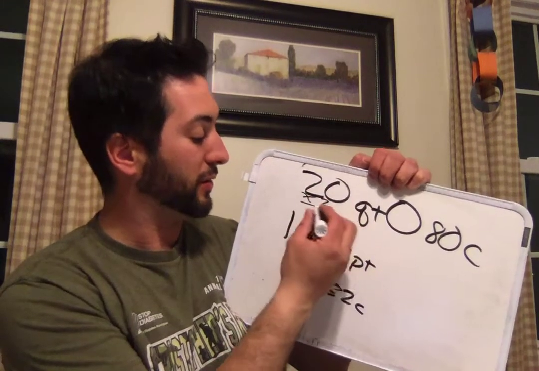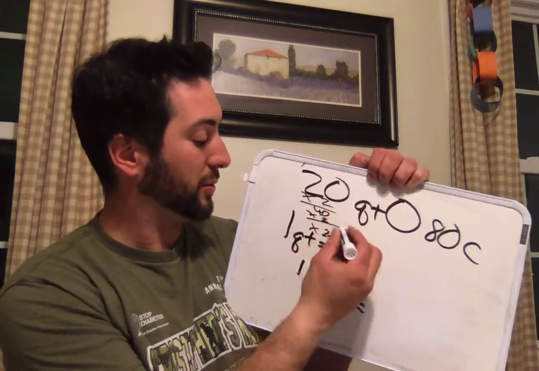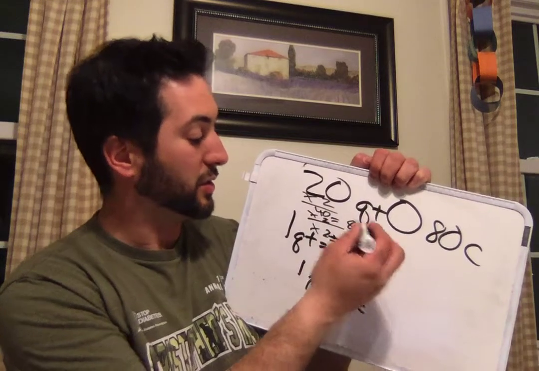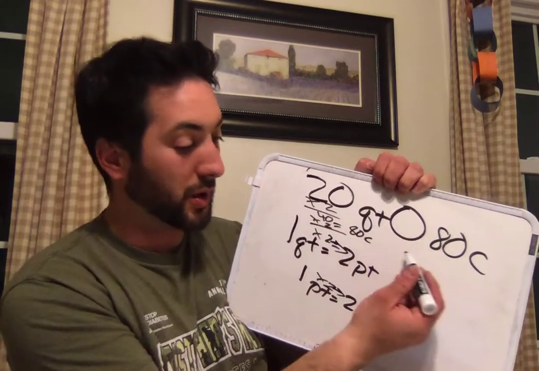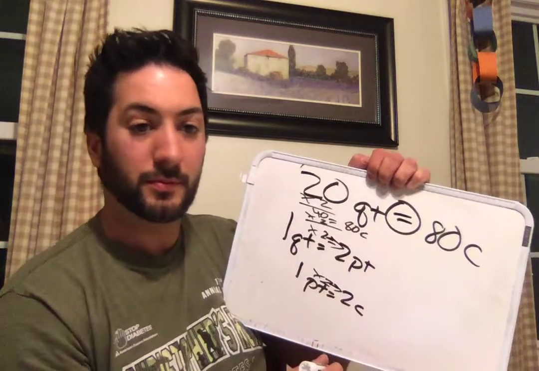20 times 2 is 40. Times 2 equals 80. So 20 quarts is the same thing as 80 cups. So what do we put here? Bloop, bloop. Right? All right.